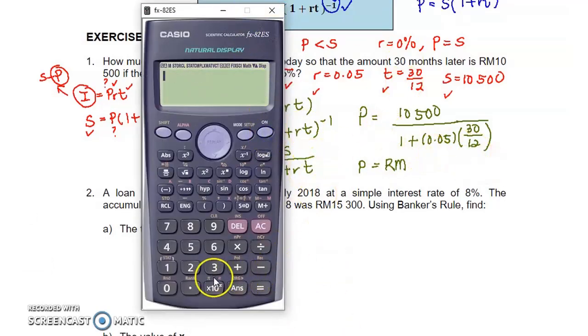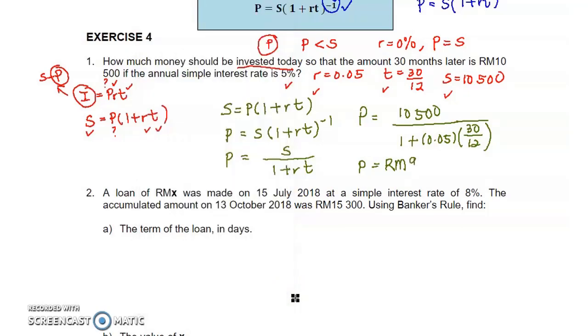Calculate the denominator first: 30 divided by 12, and then multiply by 5%, 0.05, and then plus 1. Then S divided by 1 plus RT. S is 10,500 divided by the answer, where answer refers to your previous value, the denominator value just now. So it equals 9,333 ringgit and 33 cents.